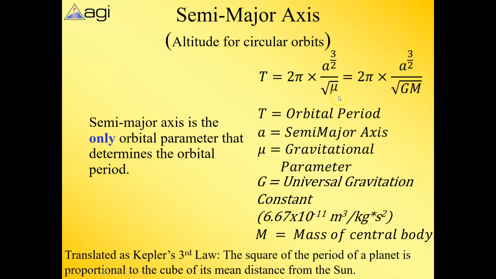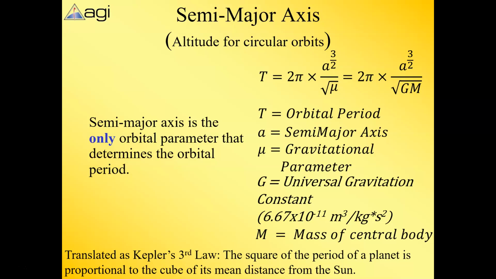Mu is called the gravitational parameter, and it's equal to the gravitational constant, G, which you probably remember from physics, times M. We use a large M to indicate the central body that the satellite is orbiting. So in this case, it would be Earth. So let's take a look at this a little bit. 2 pi is a constant. G is a constant, M is a constant. So time totally depends on the Semimajor Axis.